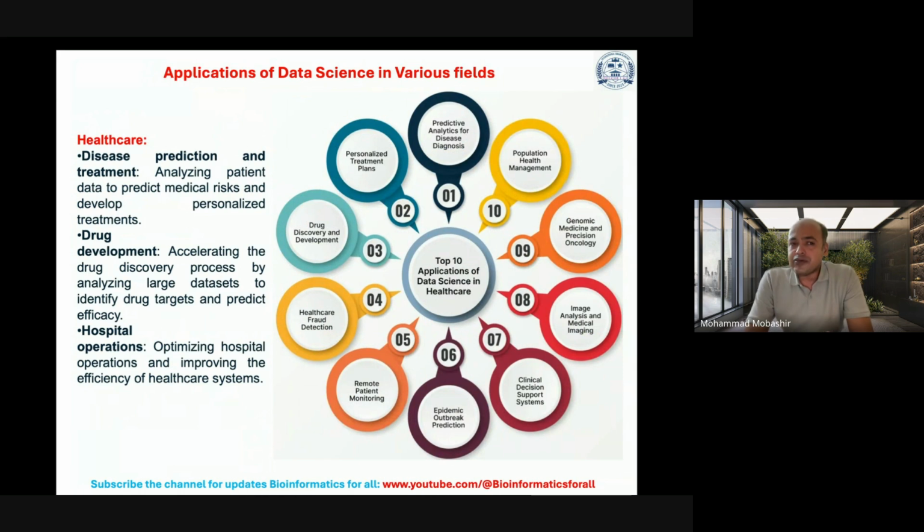So if you are looking for jobs in these fields, you can also work from home. You can initiate your email communication with the relevant people from the relevant sectors so that you can work from home. But I will be discussing those things in the next classes. For today, I'm going to discuss the major applications of data science in health sectors.